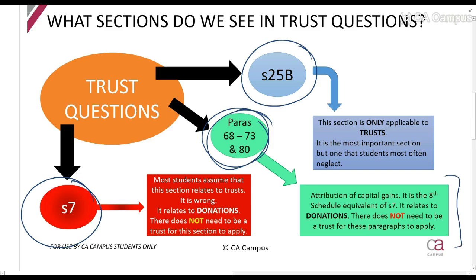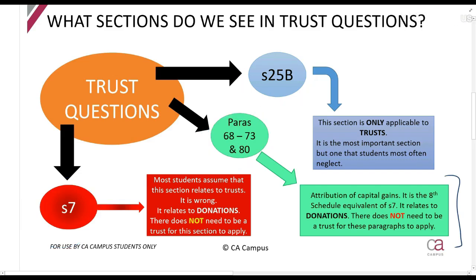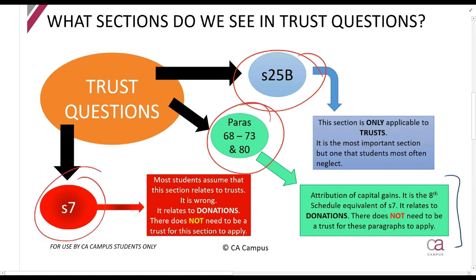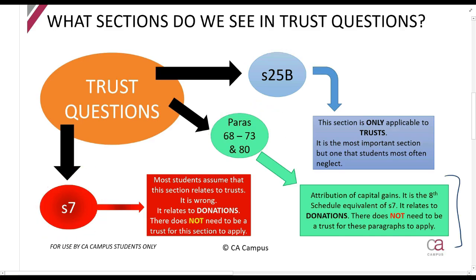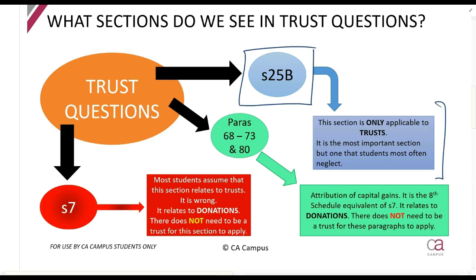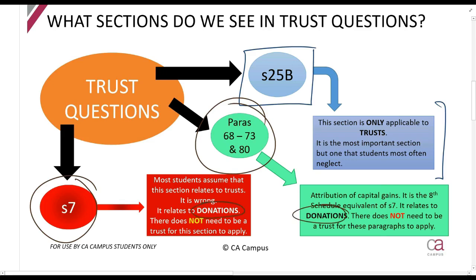Okay, now, what I want you to see about these sections, and this is the first place where students go wrong, is students think that all 3 of these sections relate to trusts, and they don't. There's only one section that relates to trusts, and that is section 25, capital B. So this is the only section that relates to trust, and that is why it is one of the most important sections that you'll see. The other 2 sections are most often asked with trust questions, but they are not related to trusts. They are related to donations, if there was a person that made a donation.